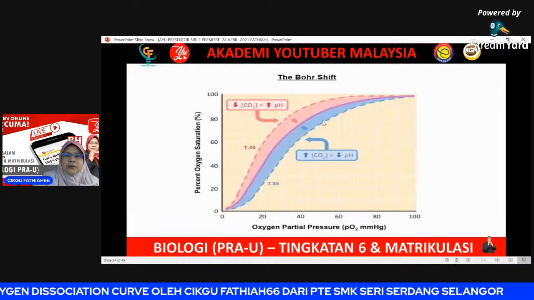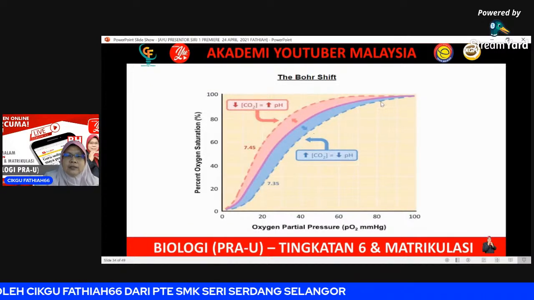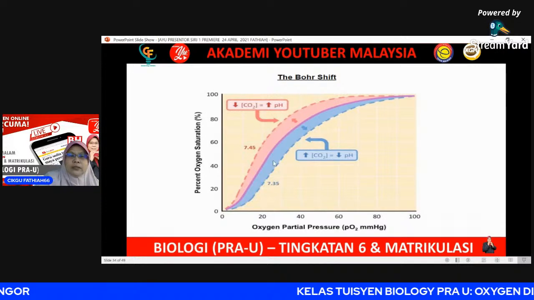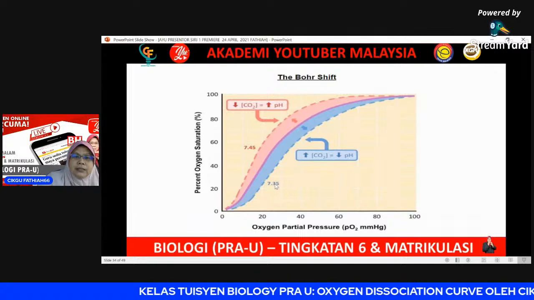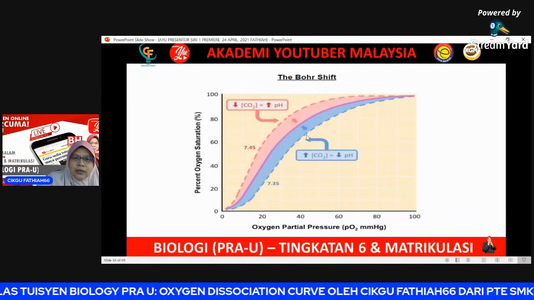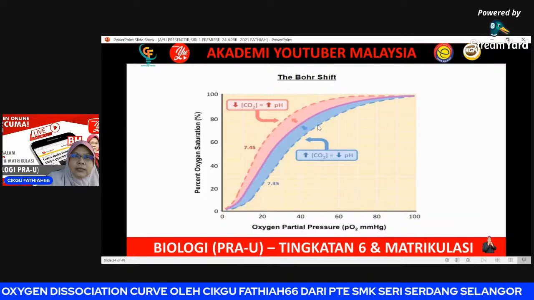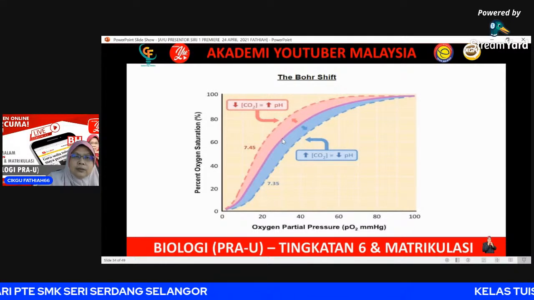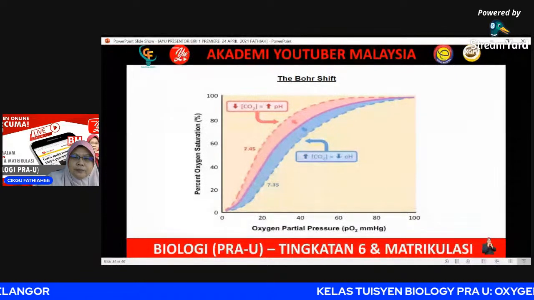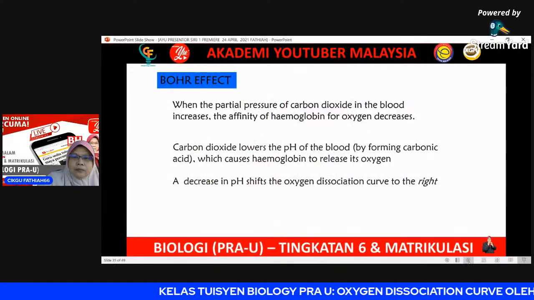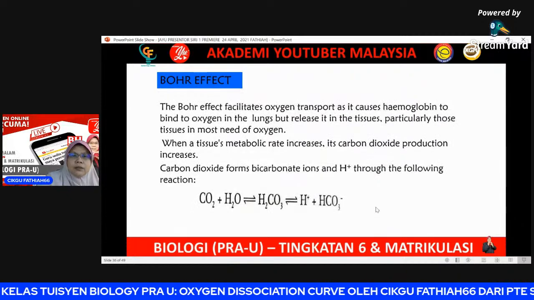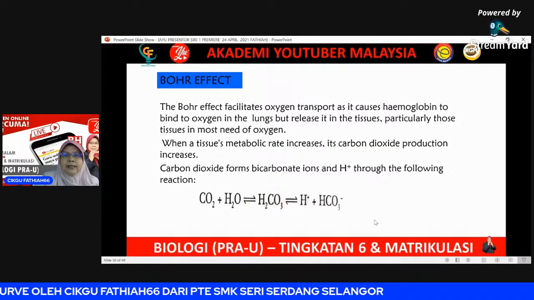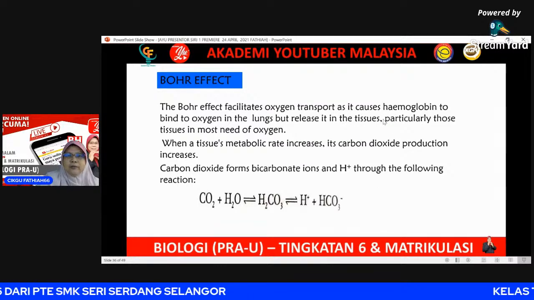If you check here, the oxygen dissociation curve shifts to the right, meaning at the low pH of 7.35, the affinity of hemoglobin to oxygen decreases. So it tends to unload, dissociating to form oxygen and hemoglobin. The Bohr effect facilitates oxygen transport as it causes hemoglobin to bind oxygen in the lungs but release it in the tissue. And this is the advantage of the Bohr effect.